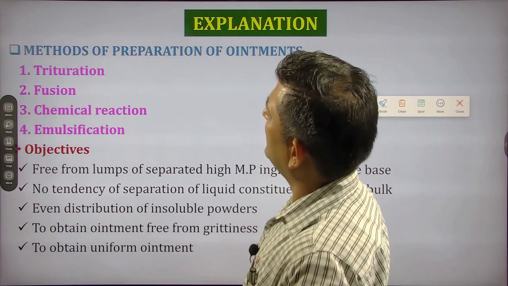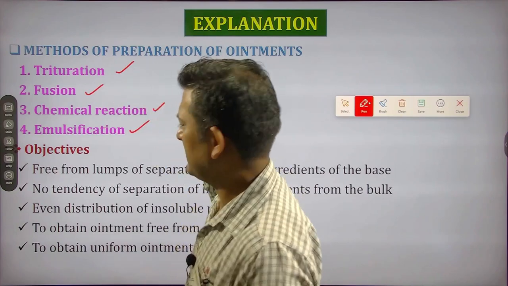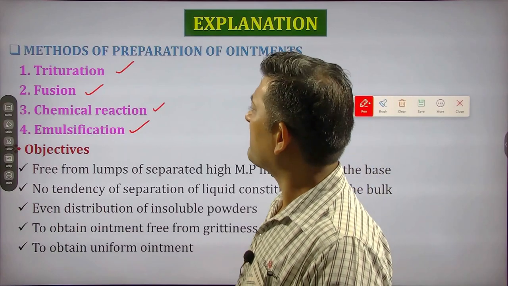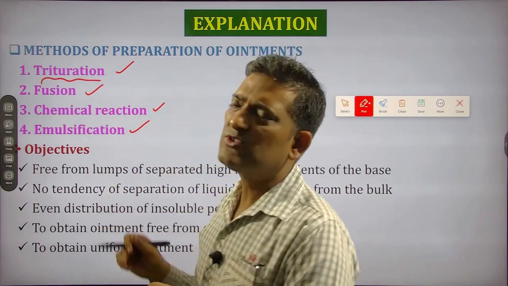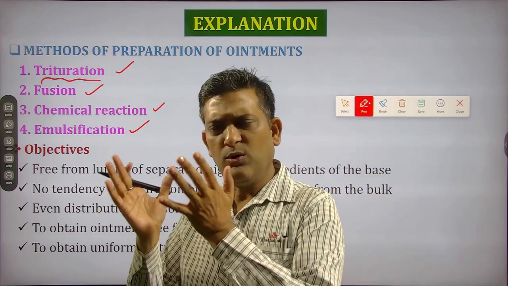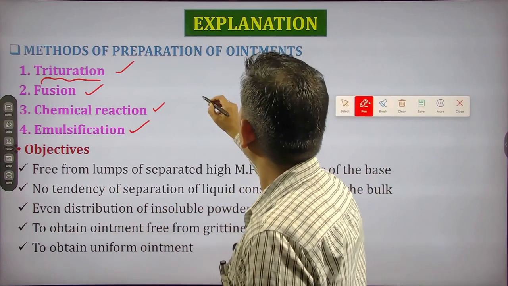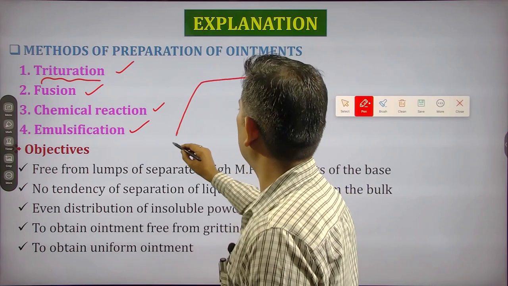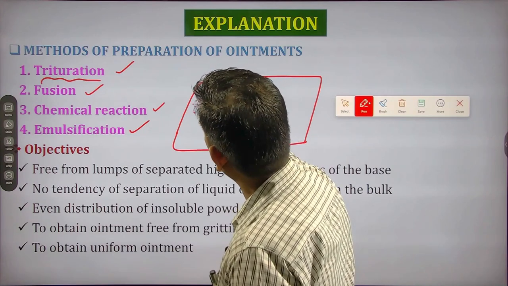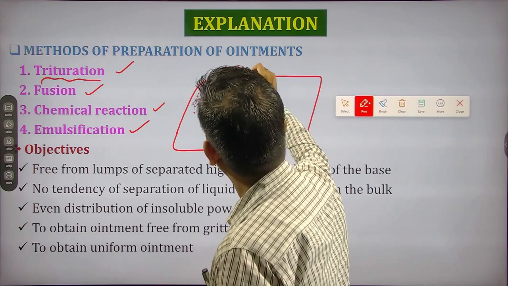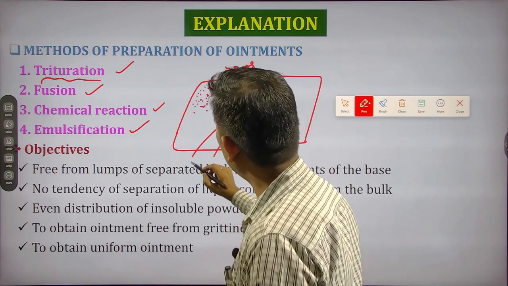There are four methods broadly for the preparation of ointment. First, trituration. Number two, fusion, then chemical reaction, and emulsification methods. So first one, trituration. Whenever we talk about the trituration method, in this case you take the ointment drug powder, and you take an ointment slab. Suppose these are the drugs, and in another section you have different types of bases. This is the ointment bases.